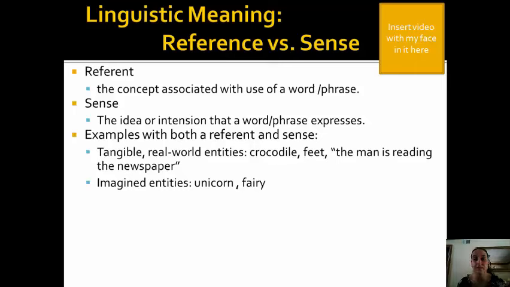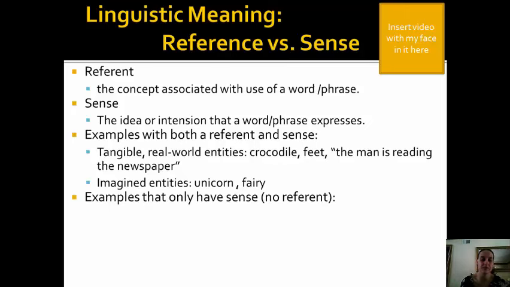Same thing with fairy. Again, remember, a fairy might be pictured in a different color dress, but usually most people are going to picture a very small female that has wings and that's wearing something. Okay, and that is smaller and it flies around. And because that concept has such a very specific picture attached to it, we can say that that word has a referent as well as sense.